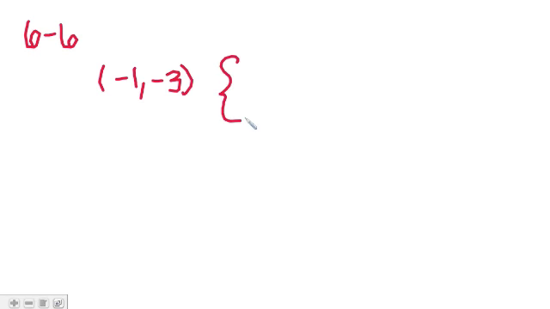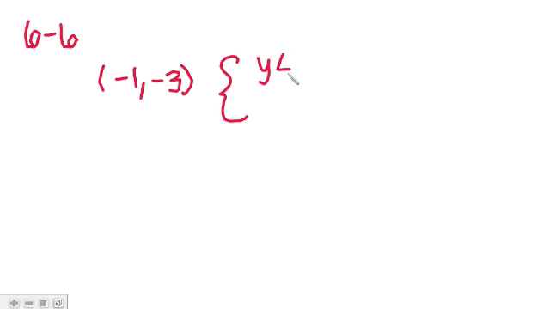Okay, this is lesson 6-6, and 6-6 is going to look at solving systems of linear inequalities. So you're given one solution pair, and it has to work for both inequalities. So let's look at this one here. We have (-1, -3). This needs to work for both of these problems.